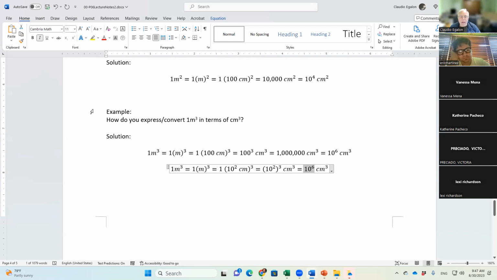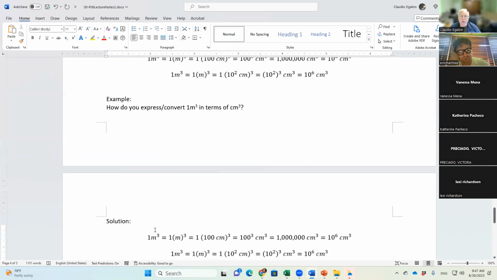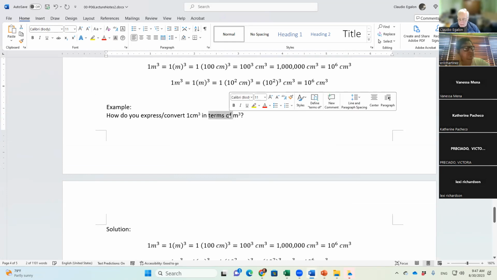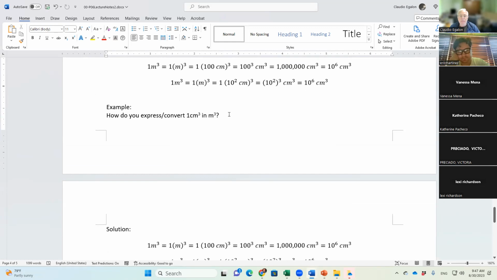And we can do the reverse example, right? Now we're going to do the reverse. How to convert 1 cubic centimeter in cubic meters. In cubic meters. Okay?